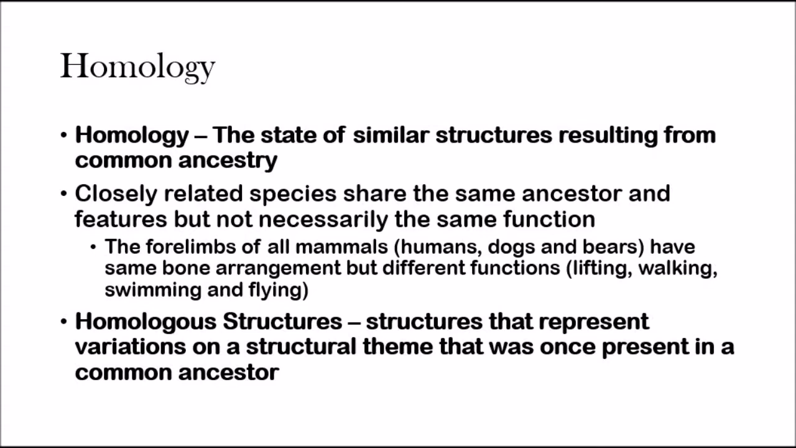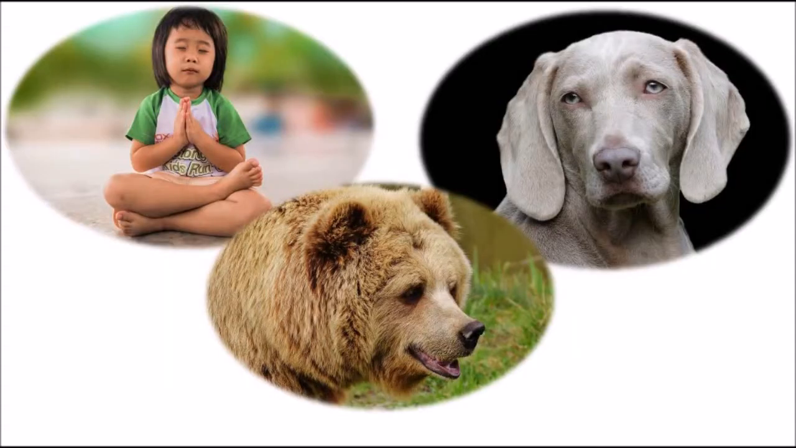So if you look here, these three organisms are all mammals and they all share the same common ancestor. Now that common ancestor had a four-limb bone structure. Forelimbs are the limbs which are in the front. So for a human being, that would be our arms. For dogs, that would be the two front legs. Same thing for bears, two front legs. So that common ancestor had forelimbs with a specific bone structure.